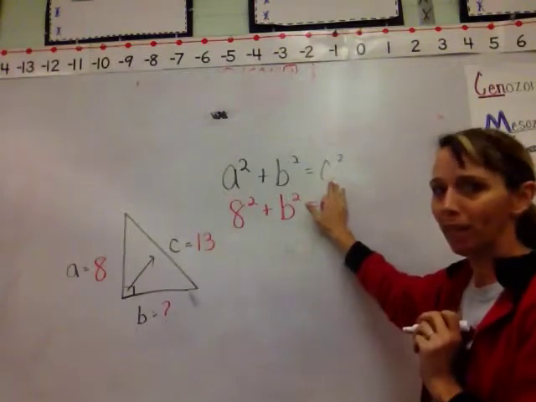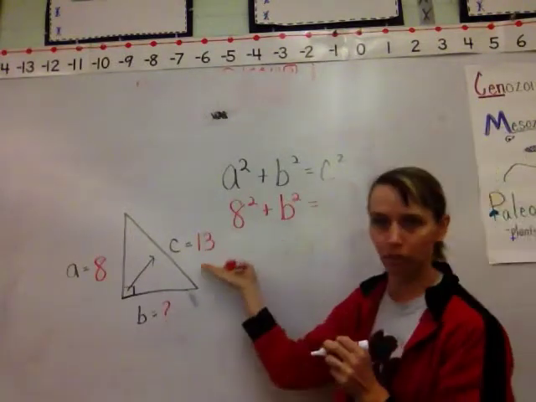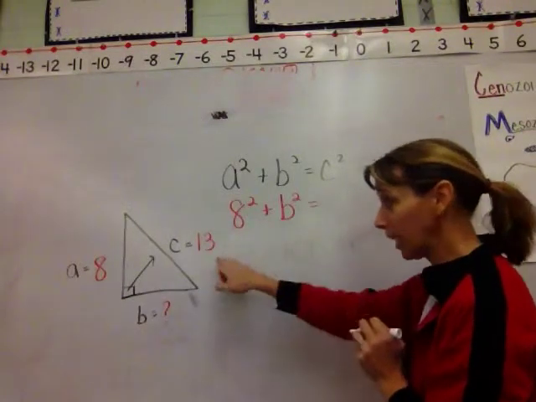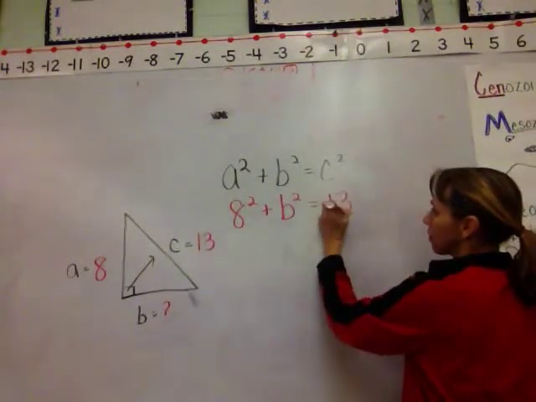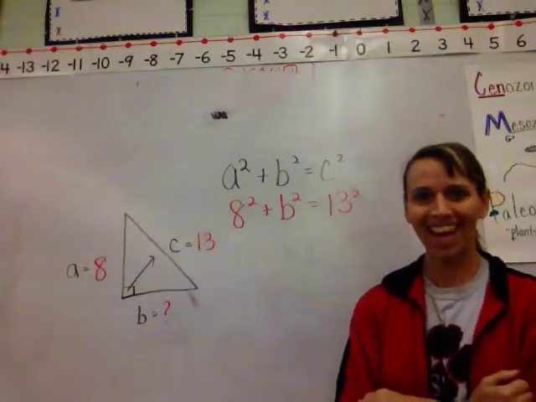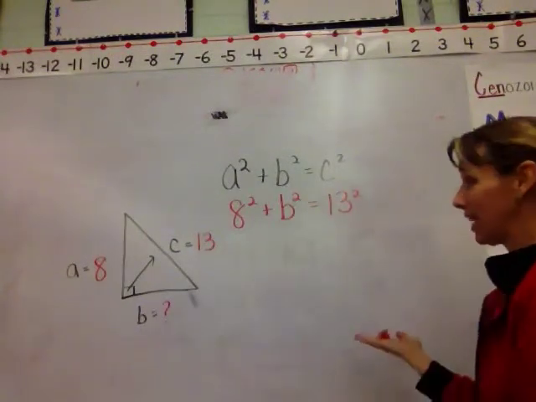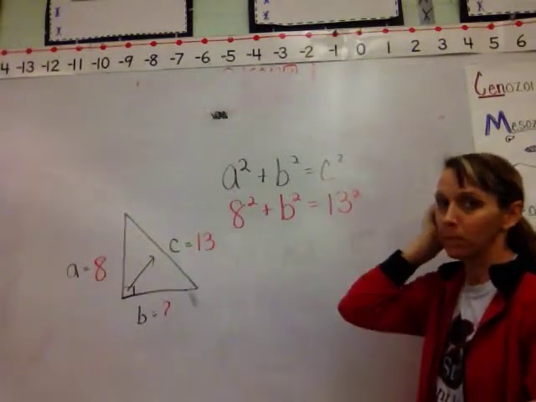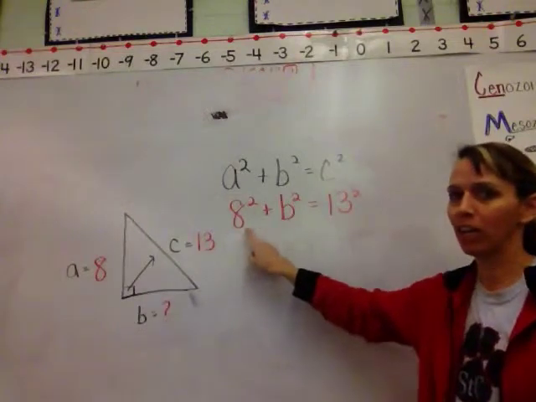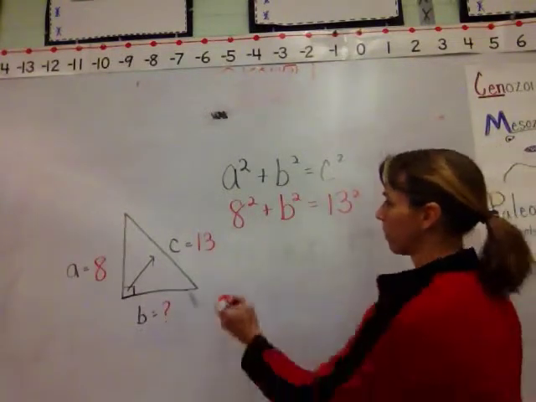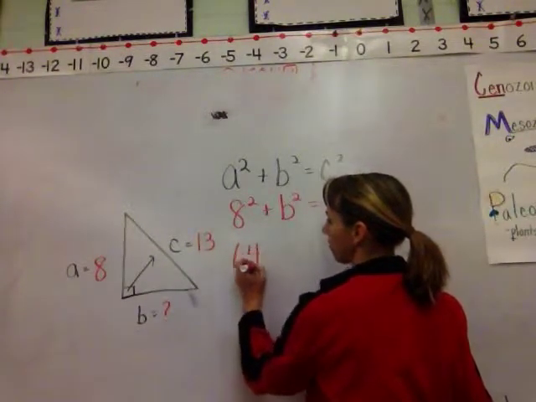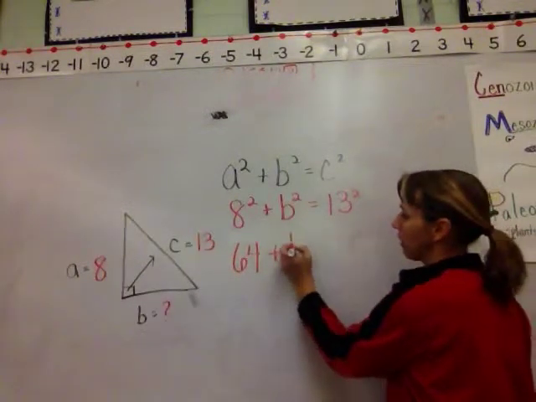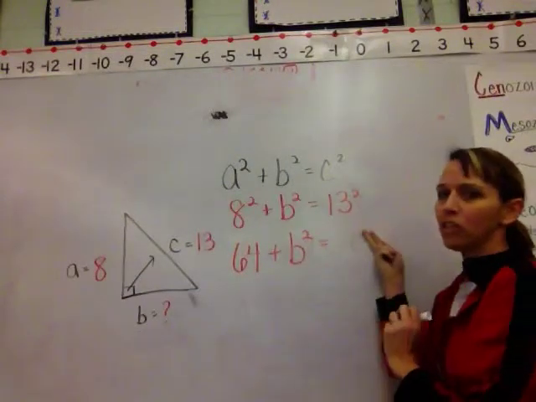Next to check, do I have my c or my hypotenuse? And I do this time. I have my longest side, which is my c, and that is 13. So I'm going to put in here 13 squared, just like that. All right, from this point, I need to figure out what my exponents are telling me. So I look here, and I've got a 2 here, so 8 squared is 64. Bring down my plus. Still do not know what this is, so I just continue to bring it down. And then I get to 13 squared.